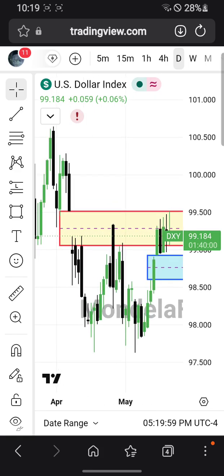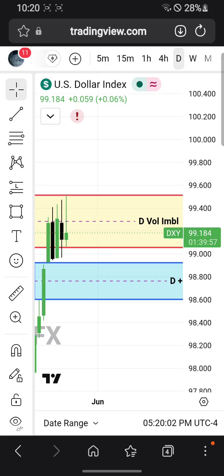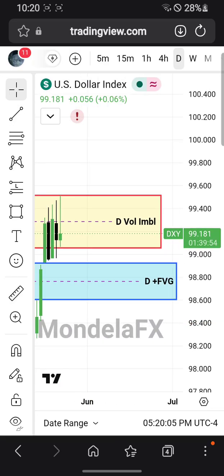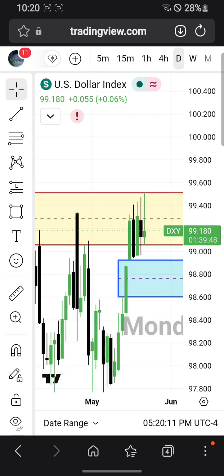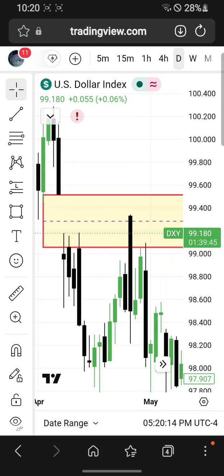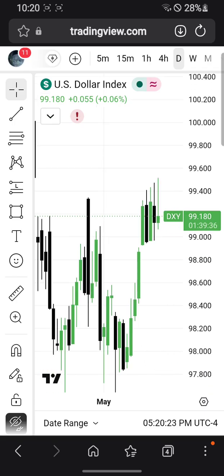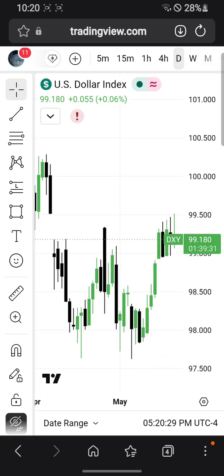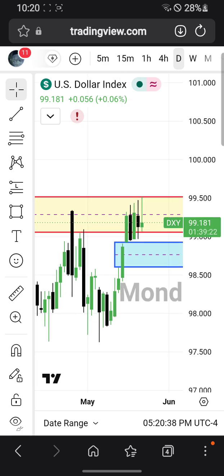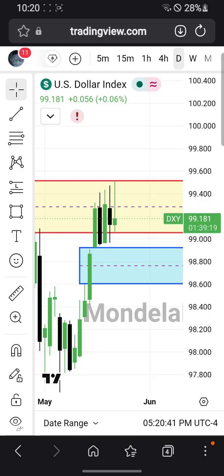So what do I have here on DXY? Look at it here. I have a daily fair value gap and daily volume imbalance. The yellow shaded area here, you can see where I marked it from. See the place. Those of you who can see, you know what I marked there already. This is the level here. This is the volume imbalance. You know when it was created. Then the daily fair value gap that I just marked is here. So I will not spend much time on that. These are the two levels I was working with this morning.